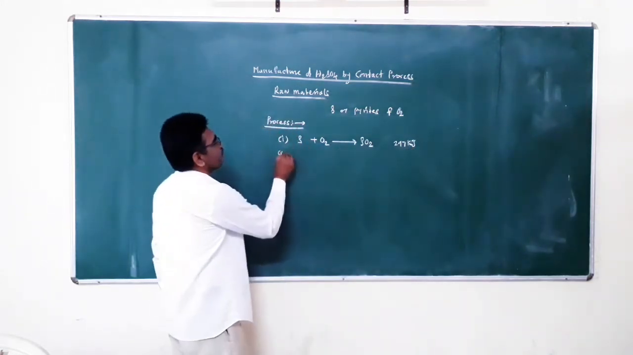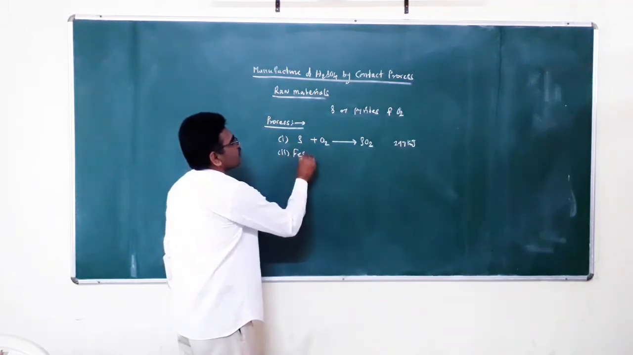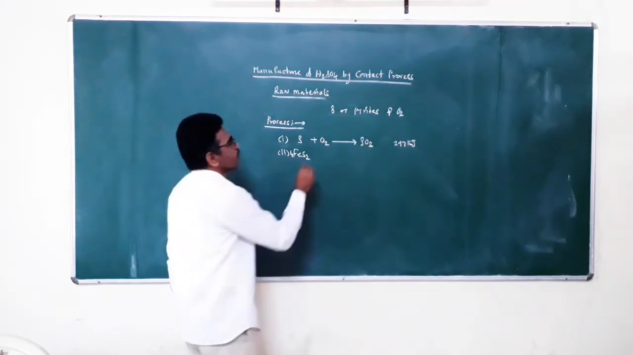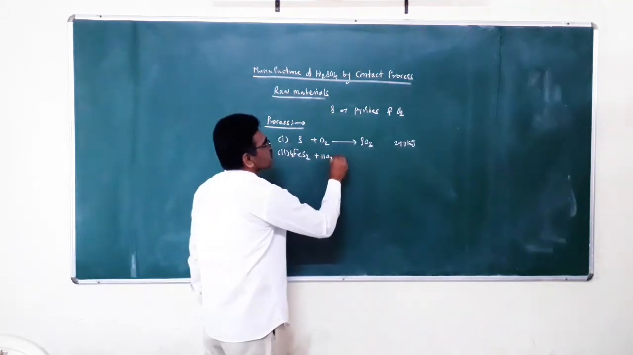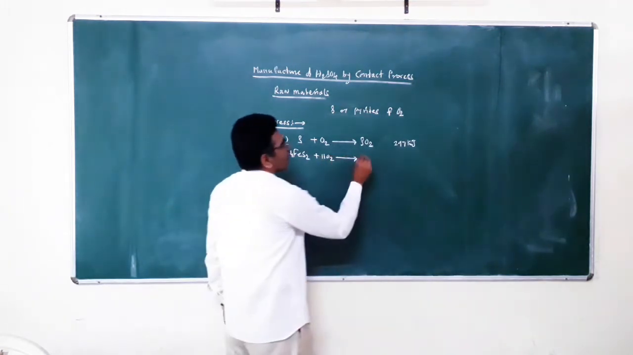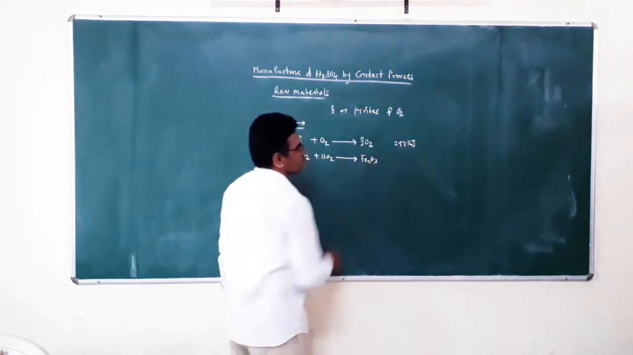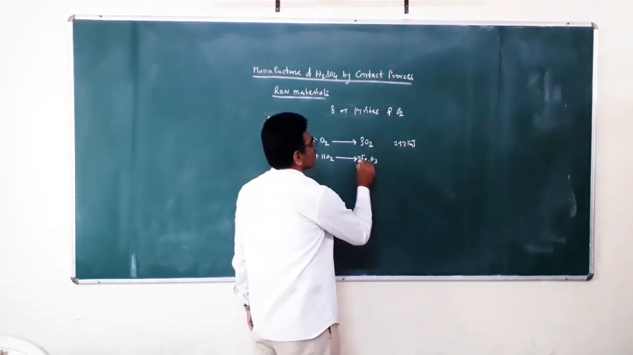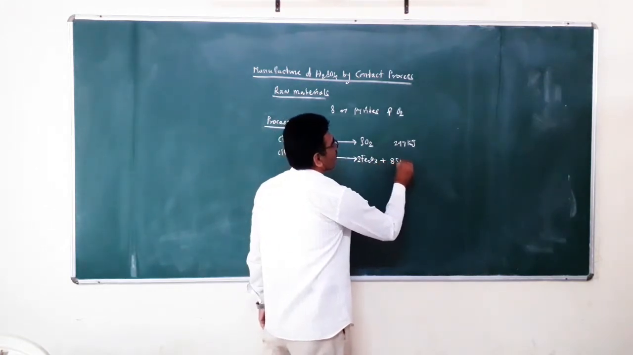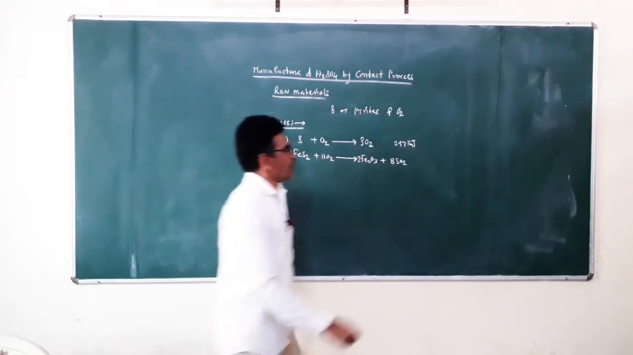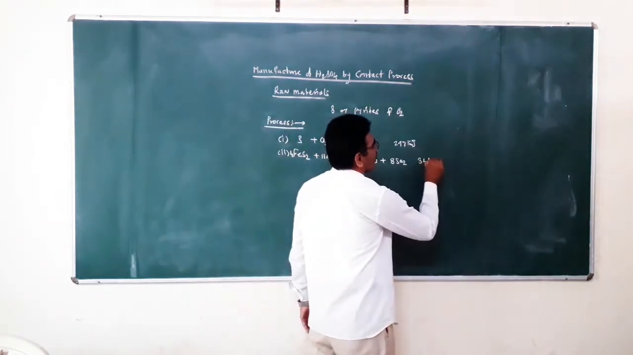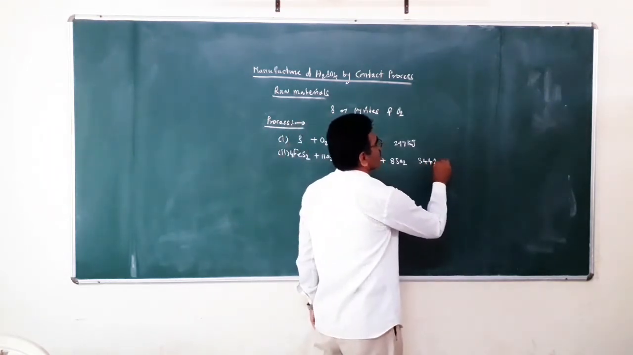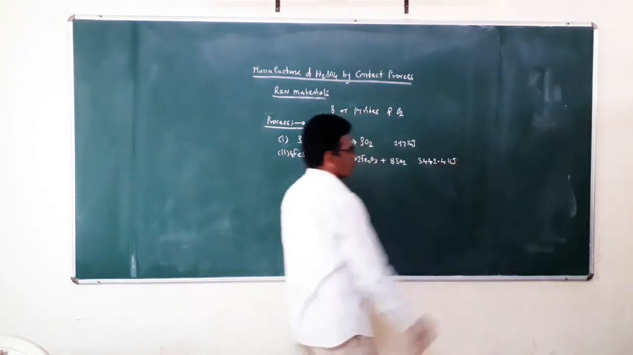Second reaction, when iron sulfide FeS2, four molecules, react with 11 molecules of oxygen, produce Fe2O3 ferric oxide, two molecules, plus 8 molecules of SO2, and 3,442.4 kilojoule, this much amount of energy is involved.